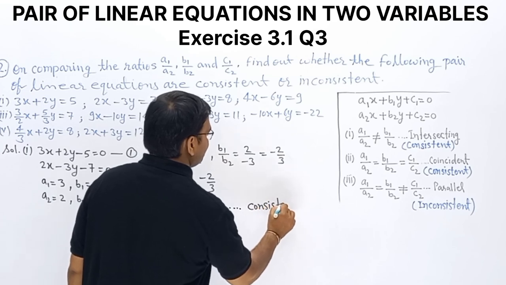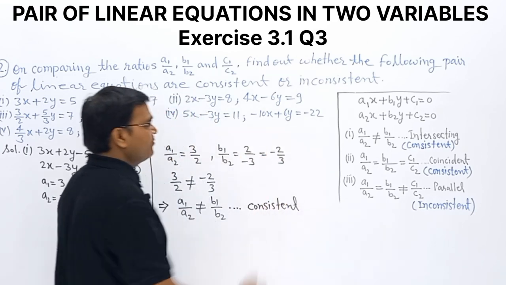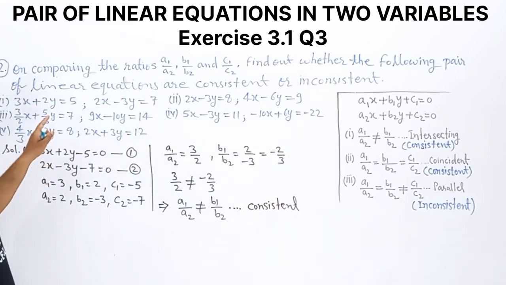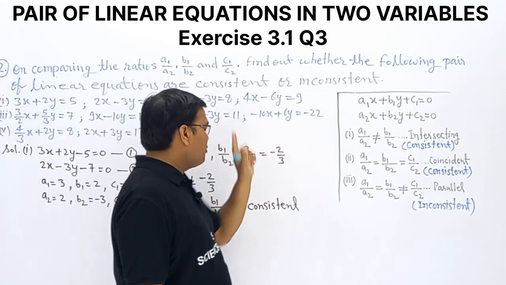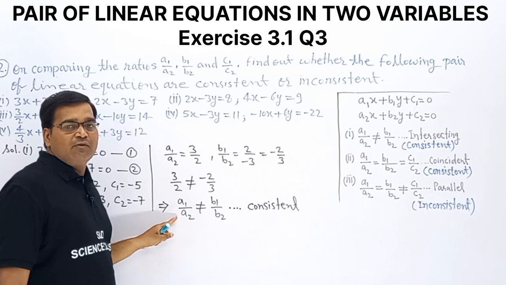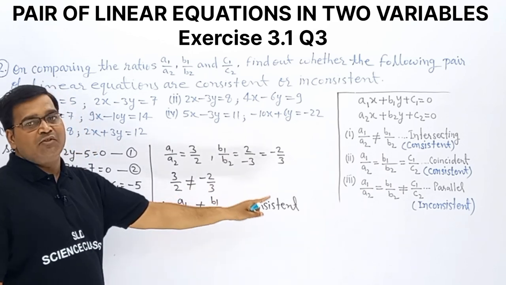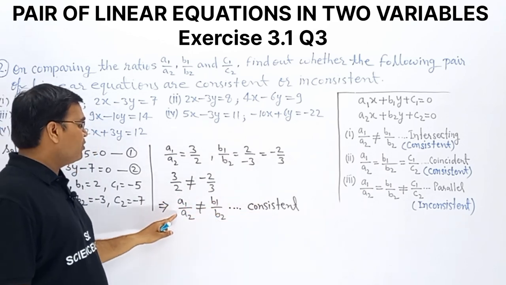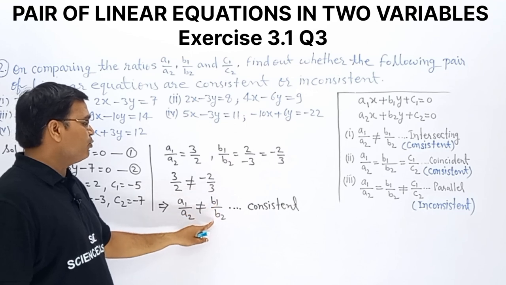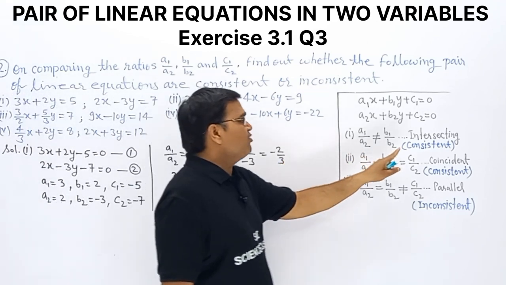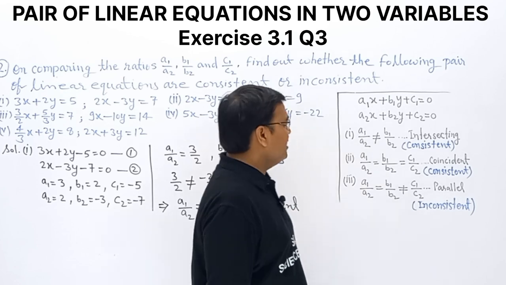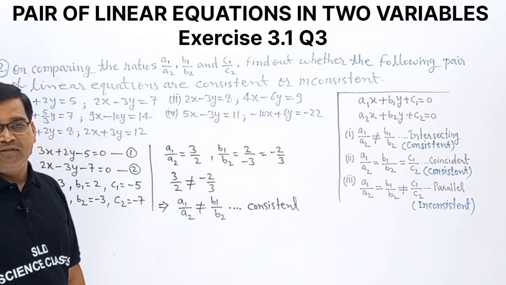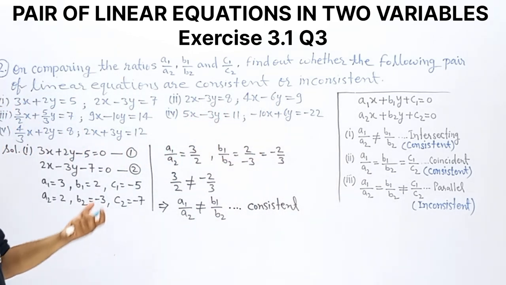Consistent. This will be what? Result. This is question number 1, and from these two, consistent or inconsistent, we obtain a pair of linear equations that is what? Consistent. Why? Because a1 upon a2 is not equal to b1 upon b2. Intersecting lines we are getting, and intersecting lines are what? Consistent. Clear? I hope you understand this thing. Same process we will follow in each question.